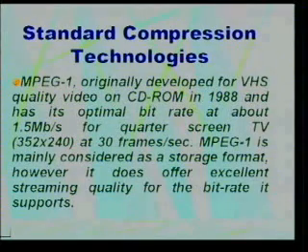One is MPEG 1. MPEG 1, as we have discussed in the multimedia context, was originally developed for VHS quality video on CD-ROM in 1988, and had its optimal bit rate at about 1.5 Mbps for quarter screen TV resolution at 30 frames per second. MPEG 1 is mainly considered a storage format. However, it does offer excellent streaming quality for the bit rate it supports.